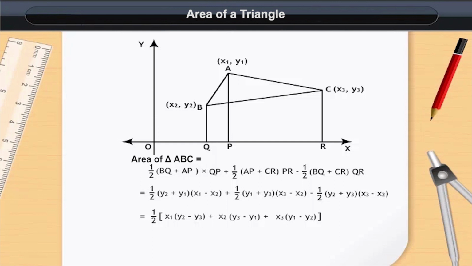by 2 multiplied by (y2 plus y3) multiplied by (x3 minus x2) equal to 1 divided by 2 multiplied by [x1 multiplied by (y2 minus y3) plus x2 multiplied by (y3 minus y1) plus x3 multiplied by (y1 minus y2)]. Come on, let us understand this in a better way by using an example.